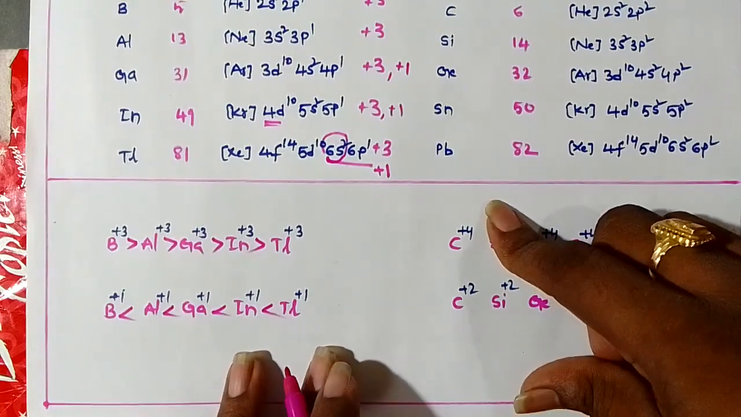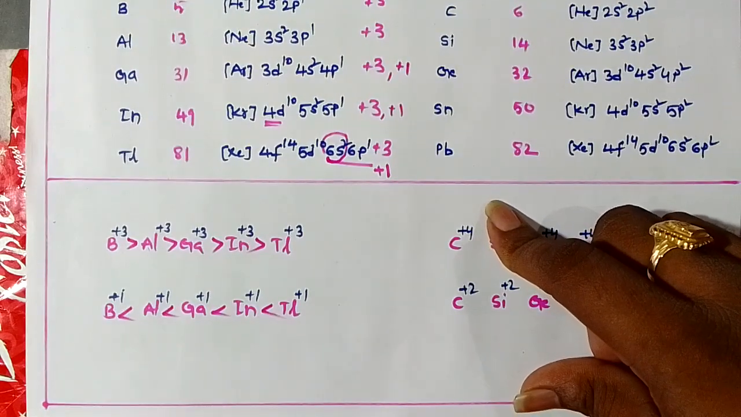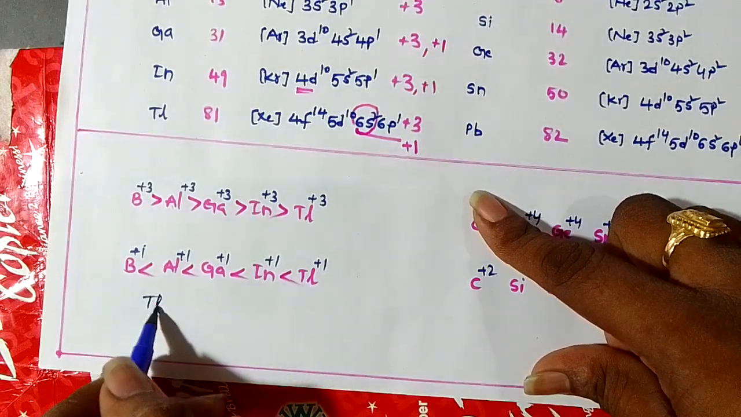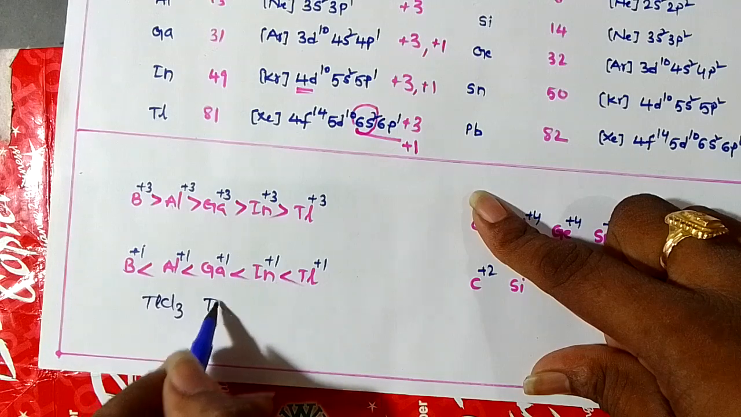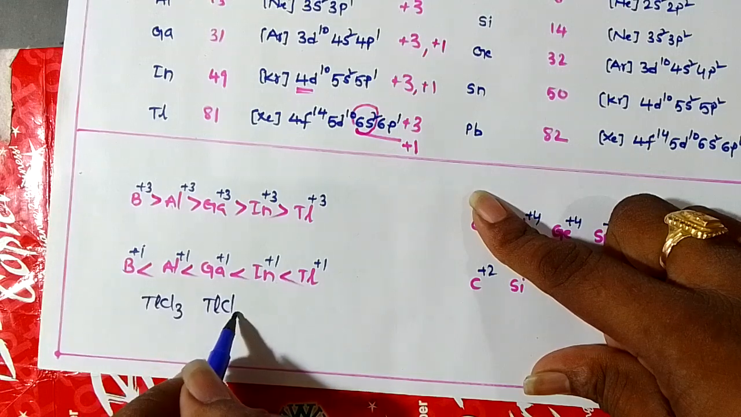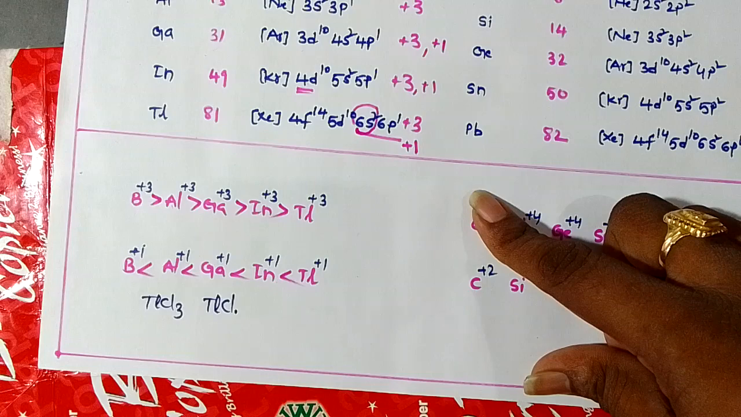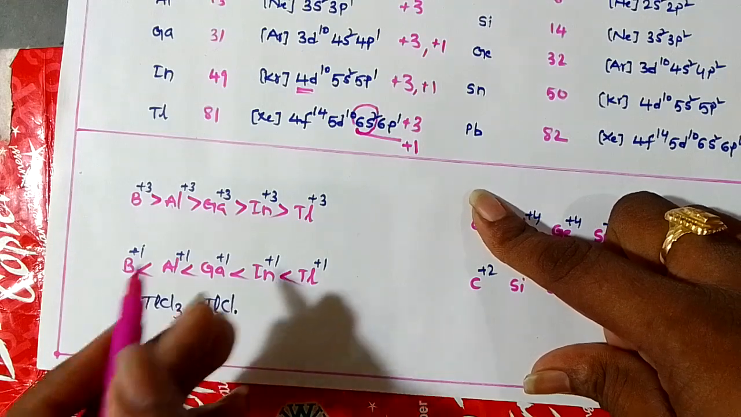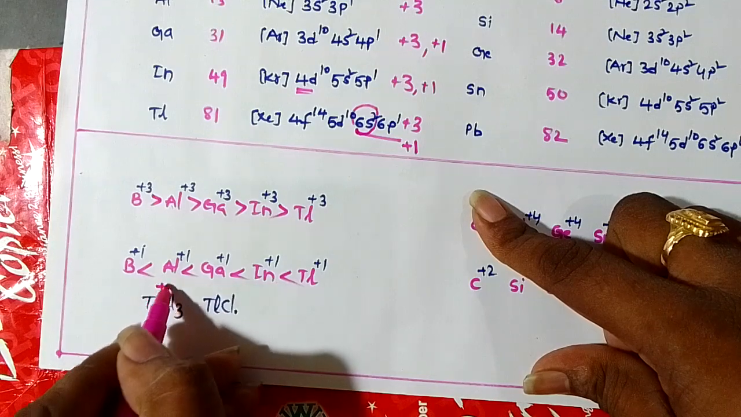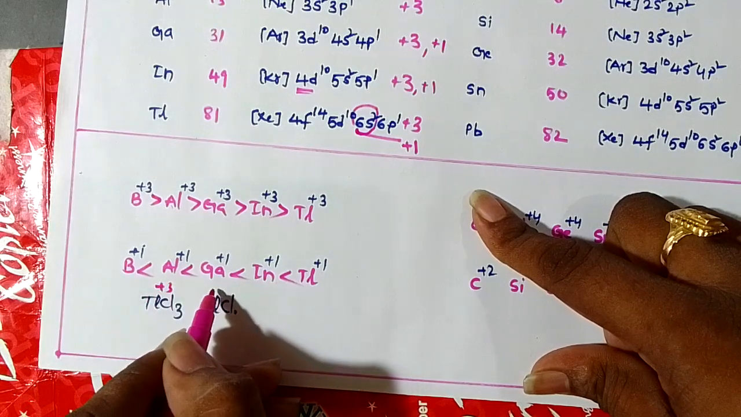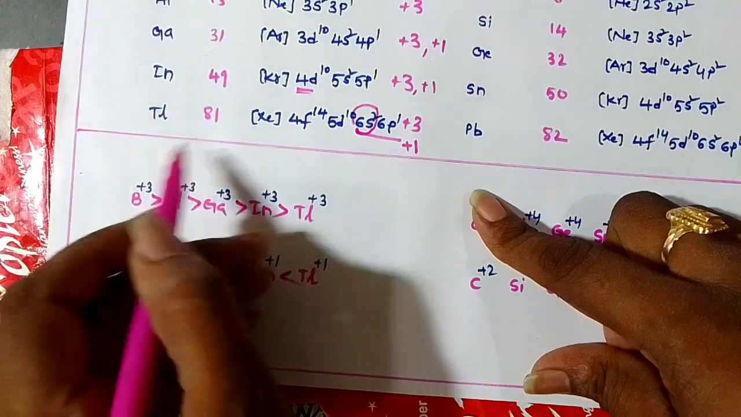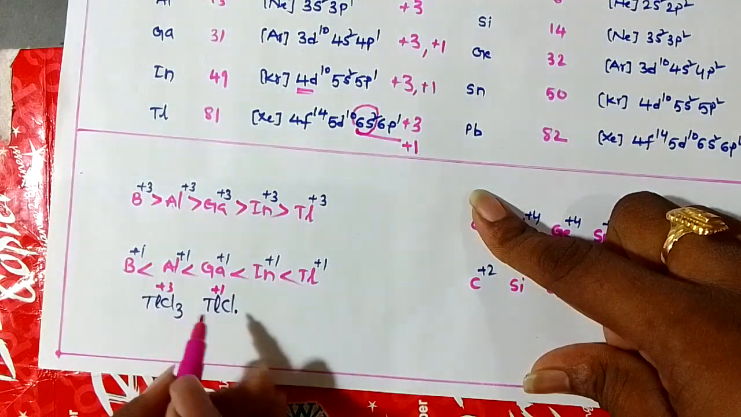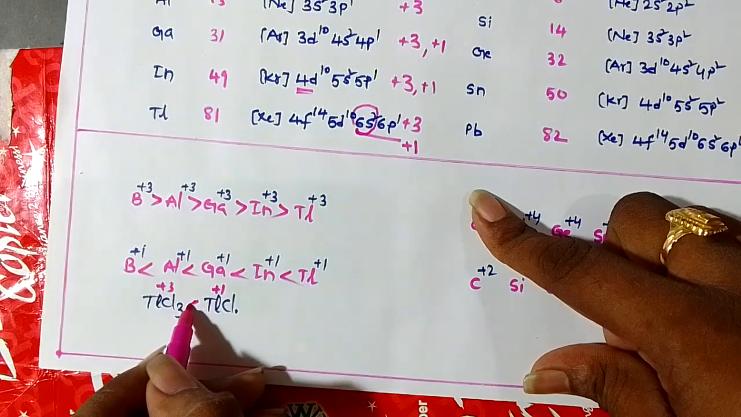Now I will give one example. That is TlCl3 and TlCl. So which compound is more stable? This is the most important example. In TlCl3 the oxidation state is +3, and in TlCl the oxidation state is +1. Now in thallium, which oxidation state is more stable? The +1 oxidation state is more stable. That's why TlCl is the most stable compound.